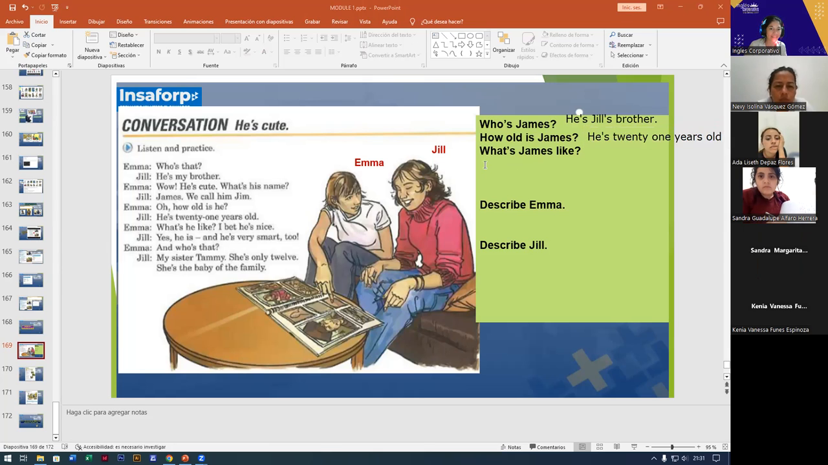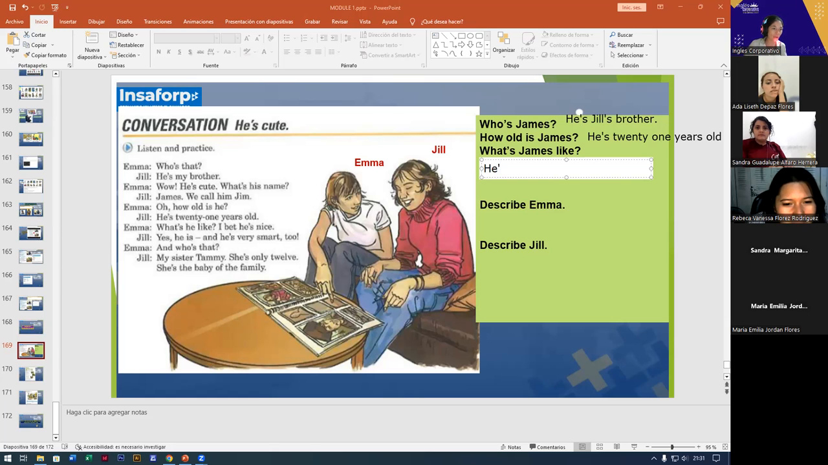What's James like? Description. Remember? There we describe. He is very smart. Okay, that's good. So it's description, right? Internal or external characteristic. He's very smart. What else? He's nice. Very good. That's the description, right? Here you're investigating about the manner, how the person is. He's very smart. He's nice.